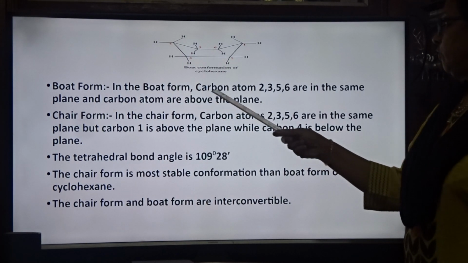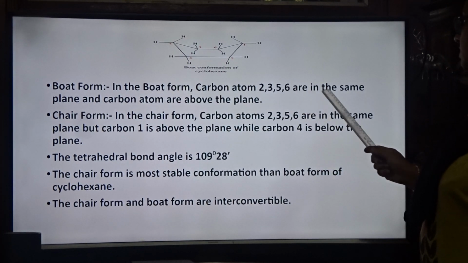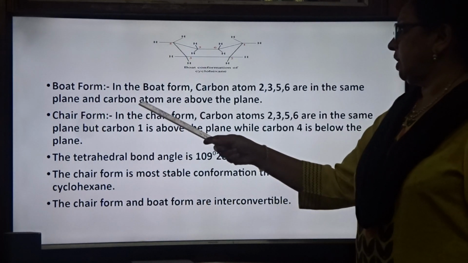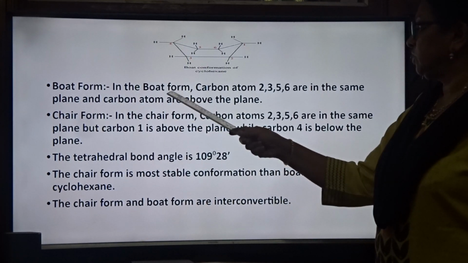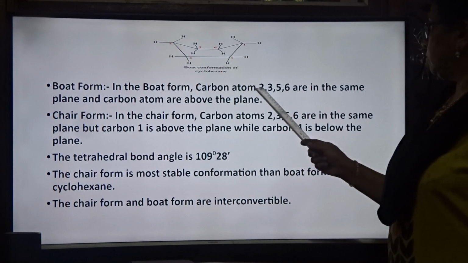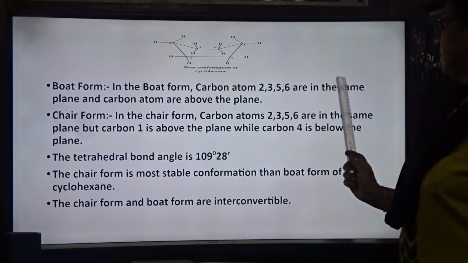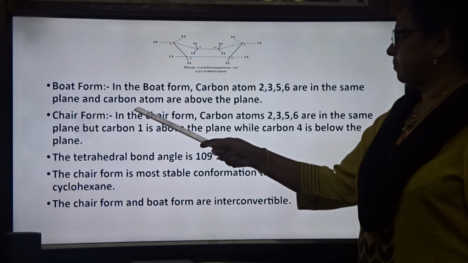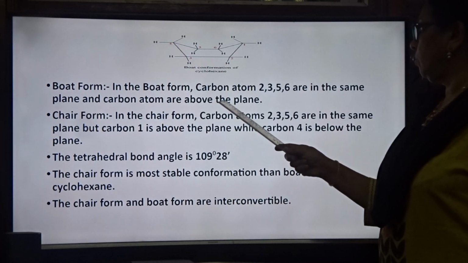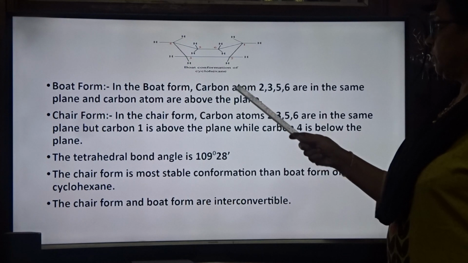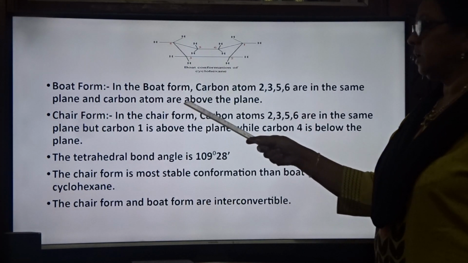Boat form. In the boat form, carbon atoms 2, 3, 5 and 6 are in the same plane, and carbon atoms 1 and 4 are above the plane. So they are in the same plane, and these are above the plane.